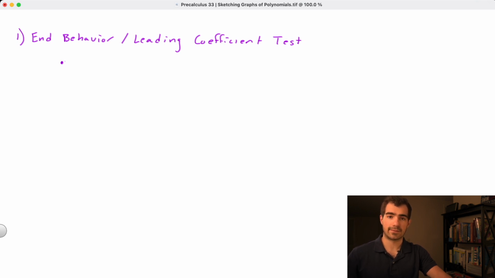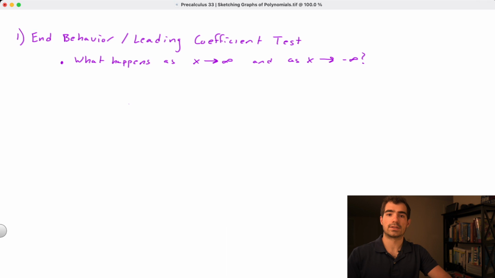And the end behavior of a polynomial is essentially asking what happens as x goes to positive infinity and as x goes to negative infinity. How does our function behave? What happens to the values of f of x? Do they go up off to infinity, or do they go down off to negative infinity? And to determine this, we use the leading coefficient test.